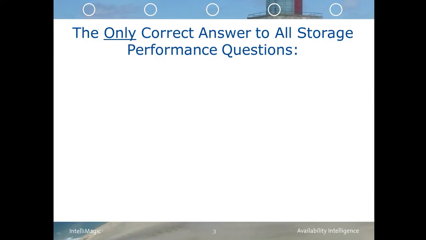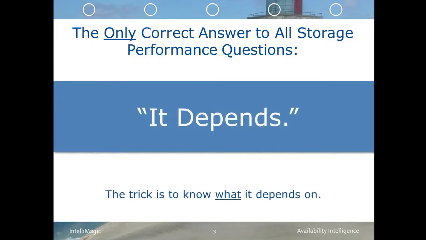So what is the only correct answer to any performance question? It depends. Almost every performance person I know has used this line to answer a performance question more than once. The sad truth is that performance is part art and part science. Although everyone wants simple rules of thumb, sometimes relying on these too heavily can get you into trouble. That is why effective performance analysts know what factors performance depends on and can look under the covers to get to the real root of the problem.